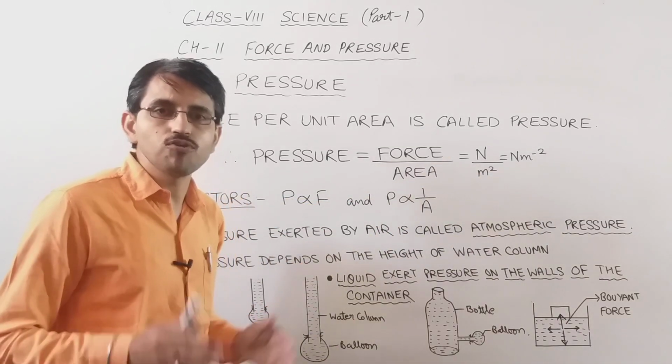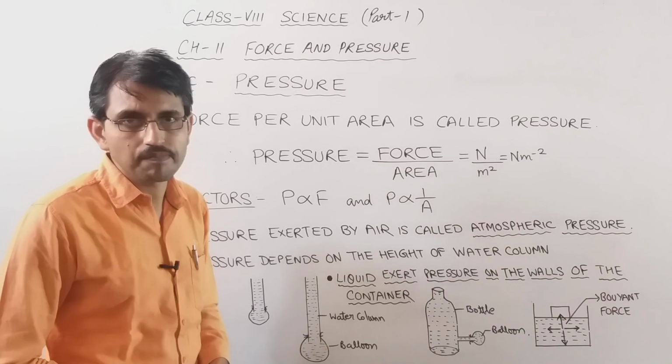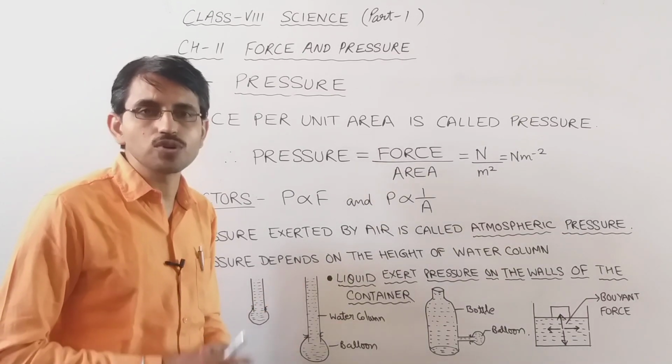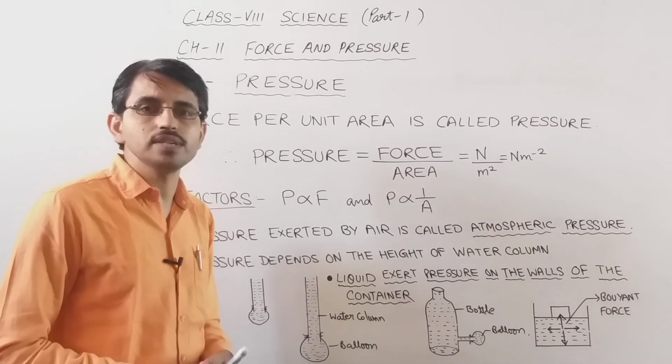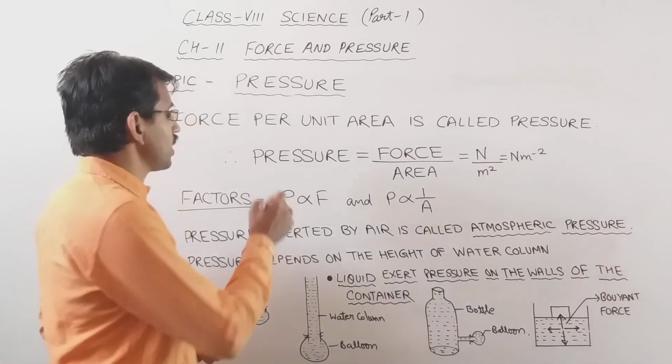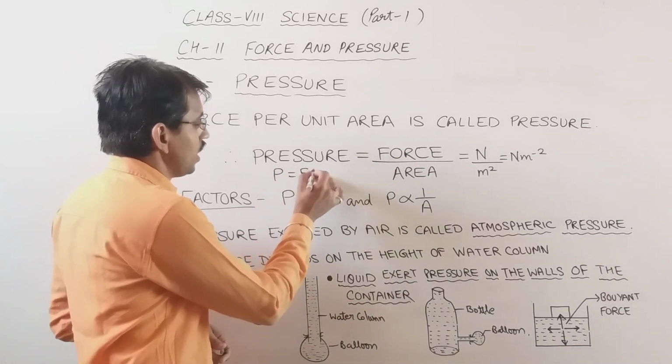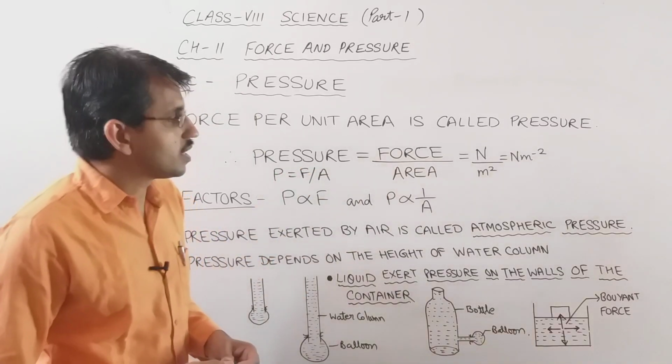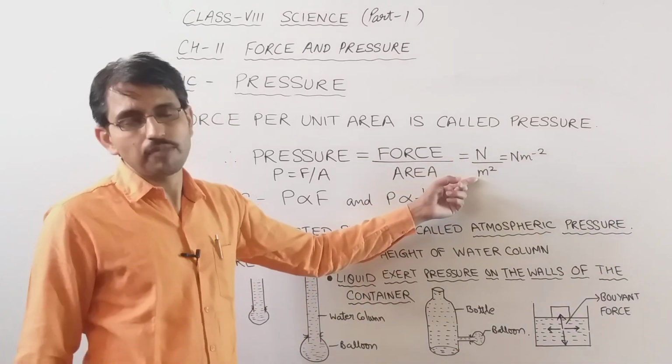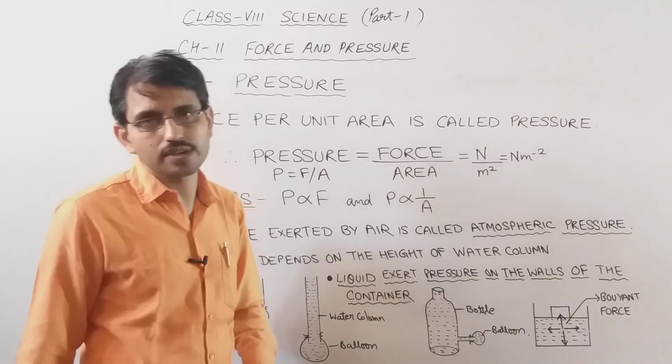So what is pressure? Force per unit area is called pressure. The formula of pressure is force upon area, that is P is equal to F upon A. Now the unit of pressure is Newton per meter square.